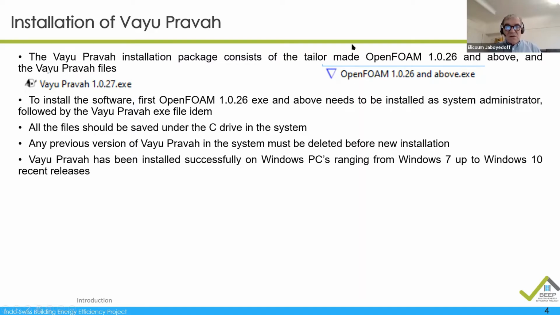Then once you have installed the OpenFOAM engine, you install the interface software Vayu Pravah 1.027. And remember one thing, all the files should be saved under the C drive in the system, not on another drive. And if you had any previous version, you should delete it before reinstalling. It has been installed successfully on a Windows 10 PC, but we have also checked that it can run on a Windows 7 or Windows 8 machine.